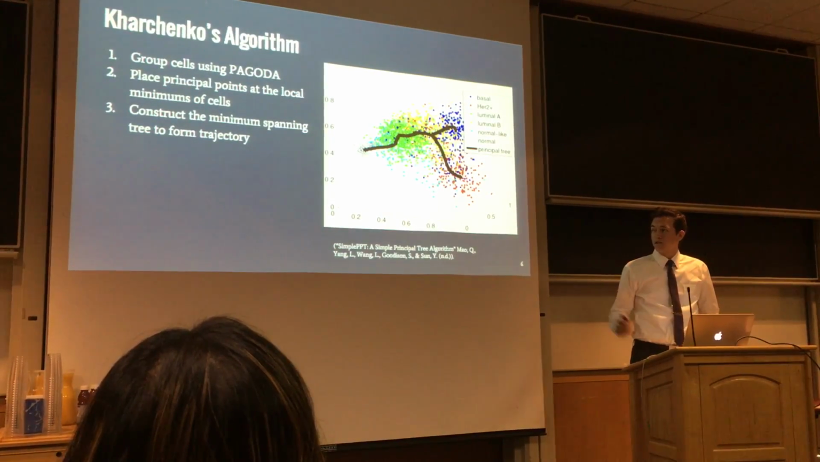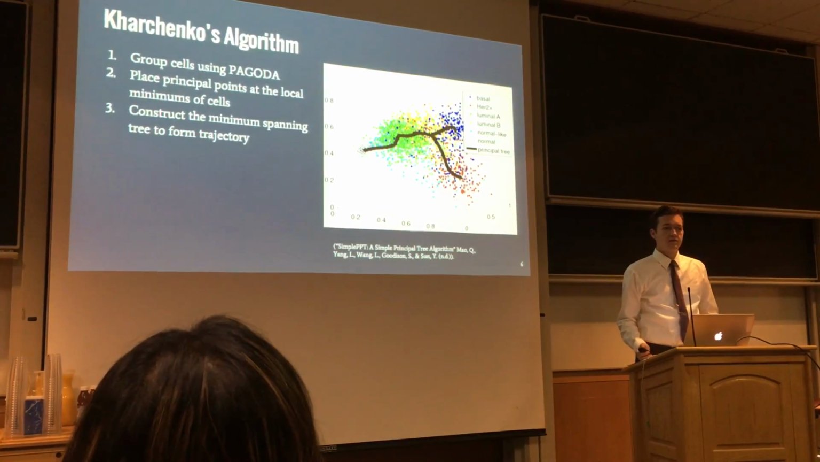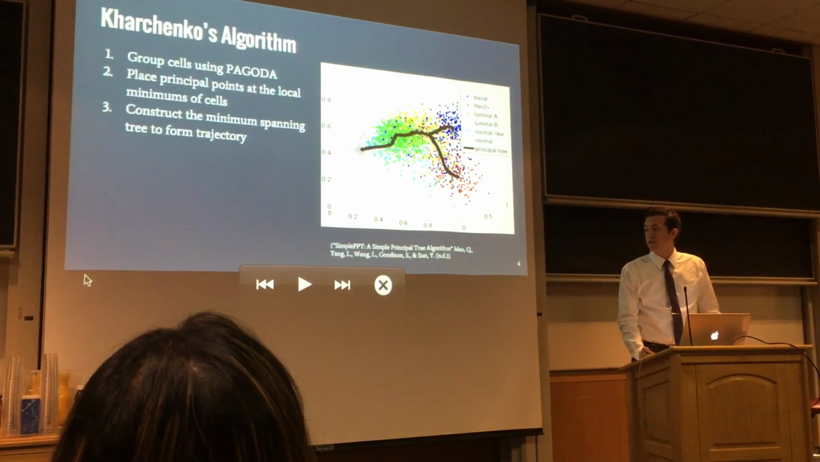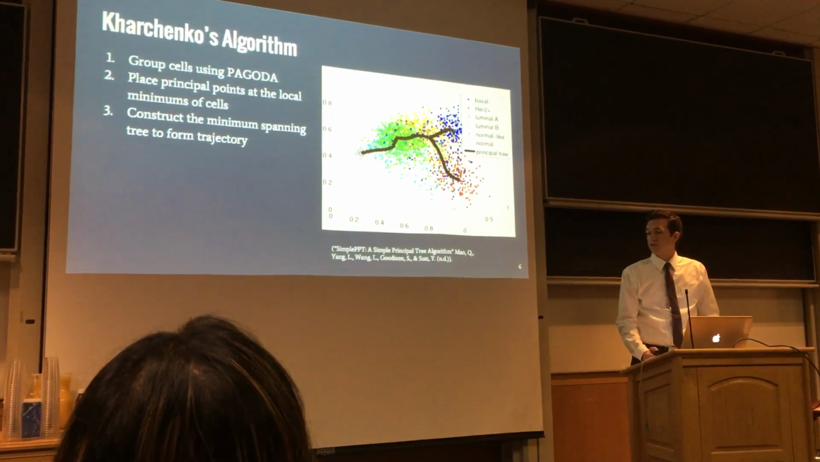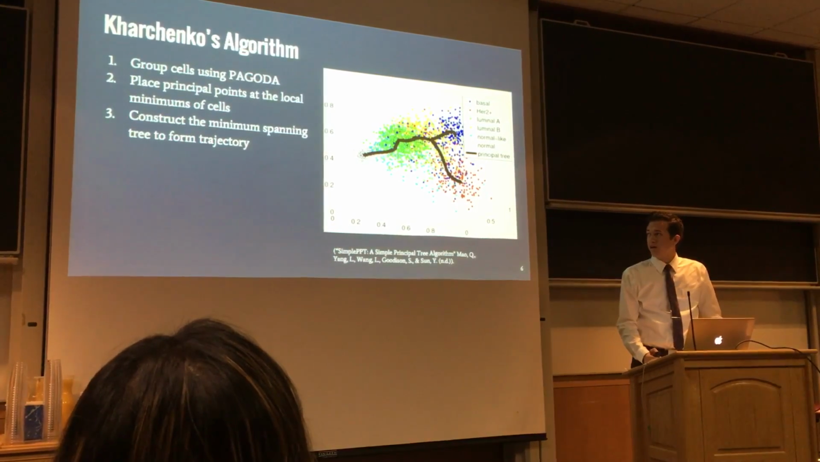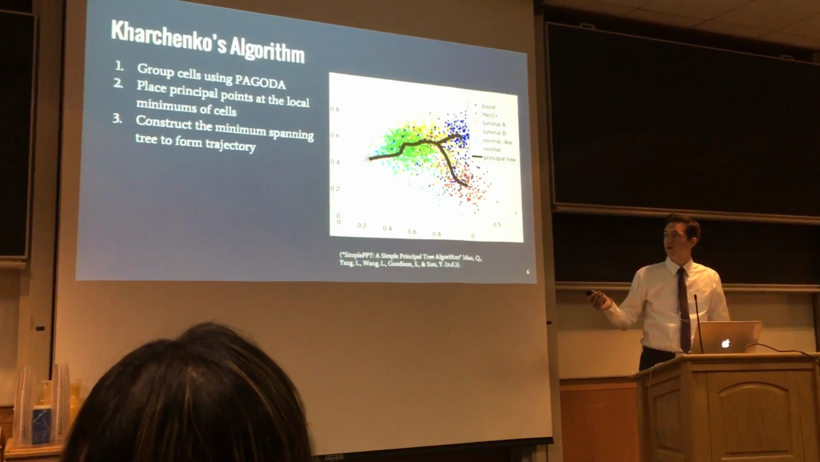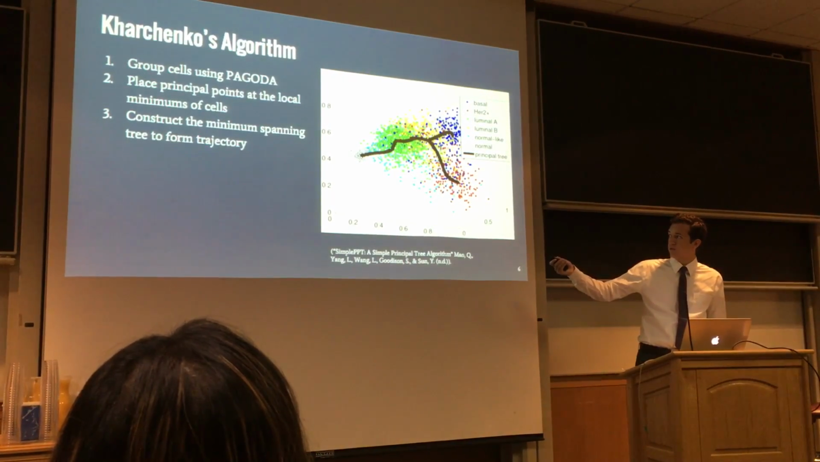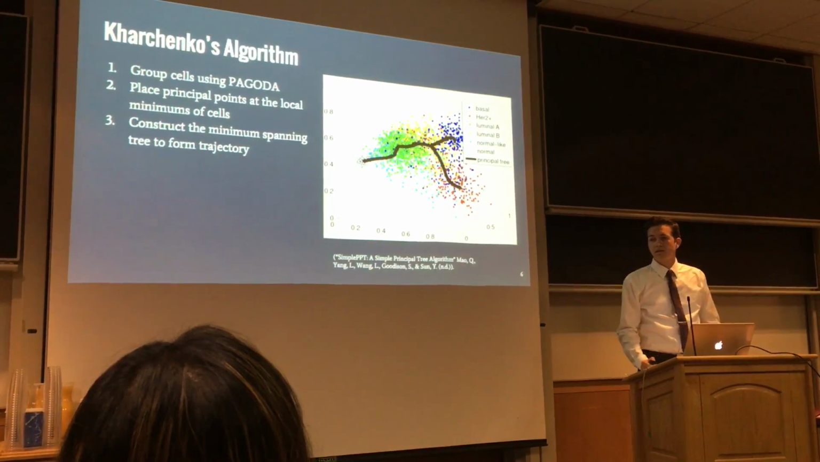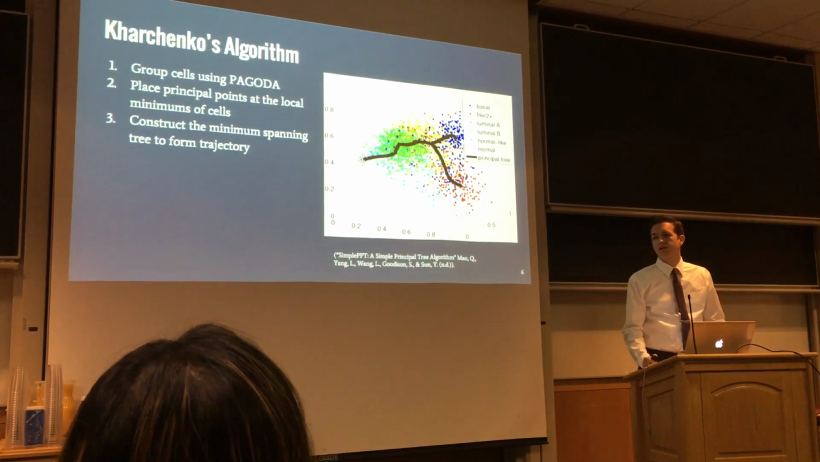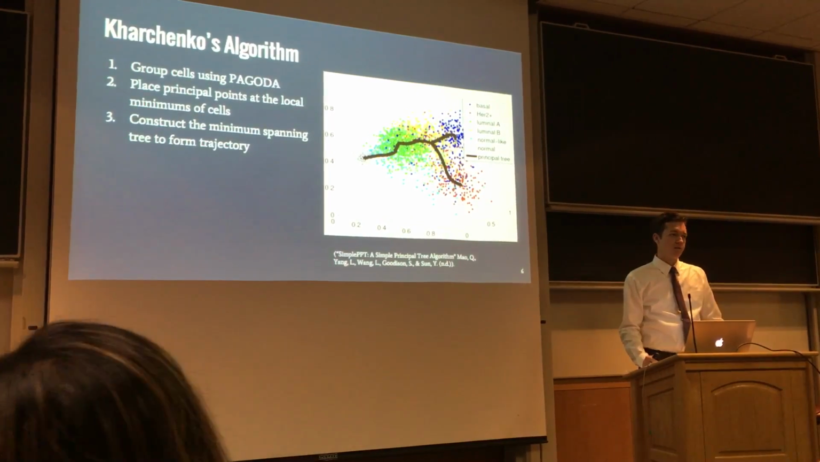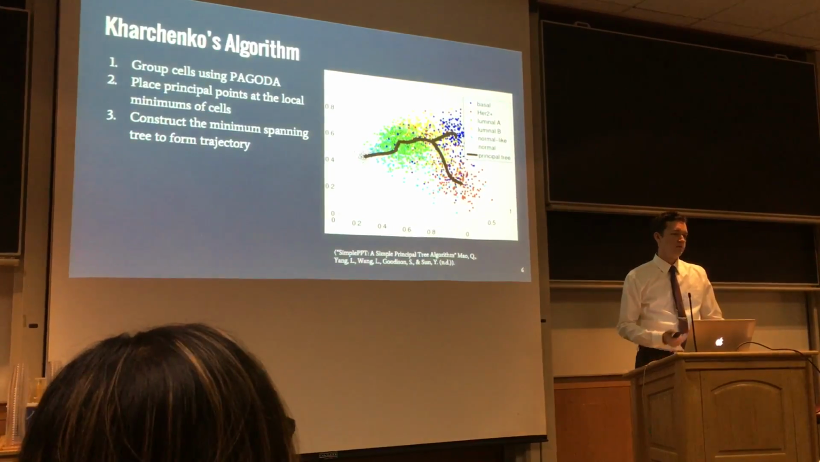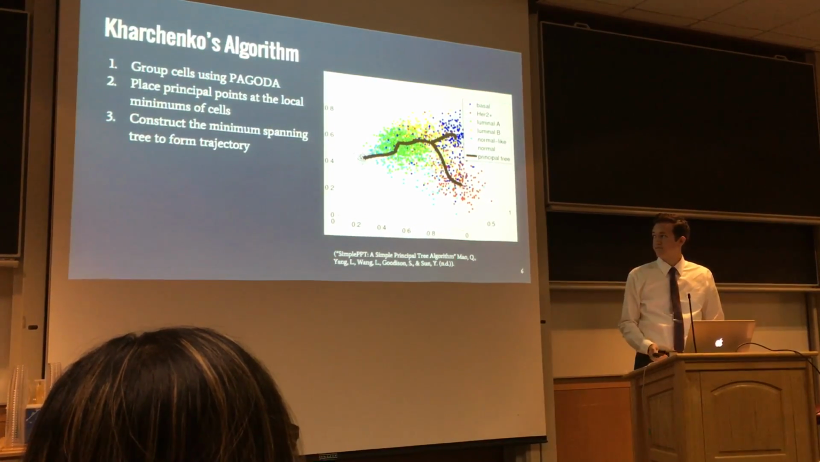So how Krushenko's algorithm works is it utilizes the data that is provided by Pagoda through taking that grouping of cells. So the cells are already clustered using Pagoda, and the principal points are placed at the local minima of the cells. So if you can imagine that each point represents a cell in high dimensions, each group of cells gets a principal point, and then following this principal point, there is a minimum spanning tree constructed, and this minimum spanning tree forms the trajectory.